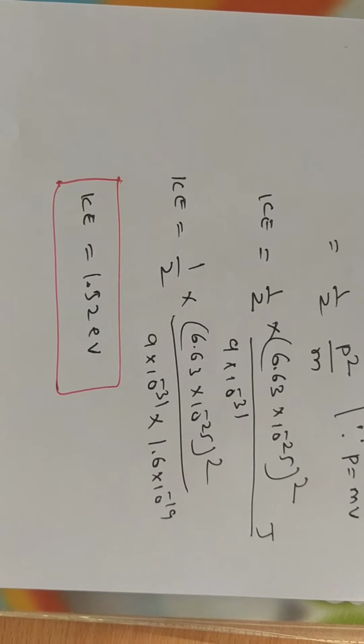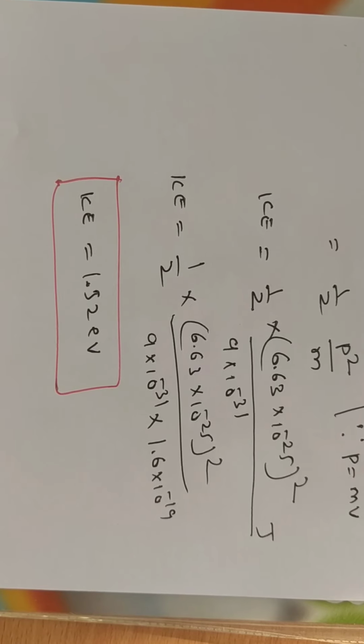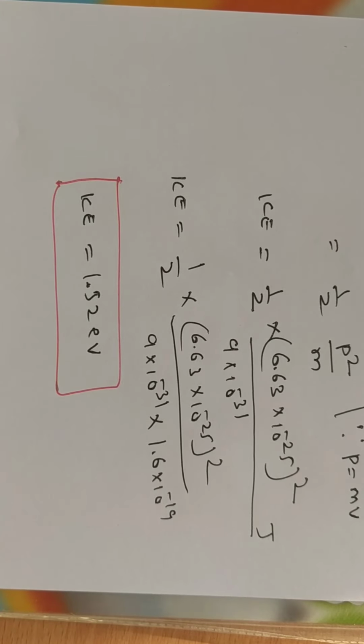1.52 electron volt. Okay, up to here I completed the numerical problems on dual nature of radiation and matter. In tomorrow's class we start the next new chapter, that is atoms. Thank you.